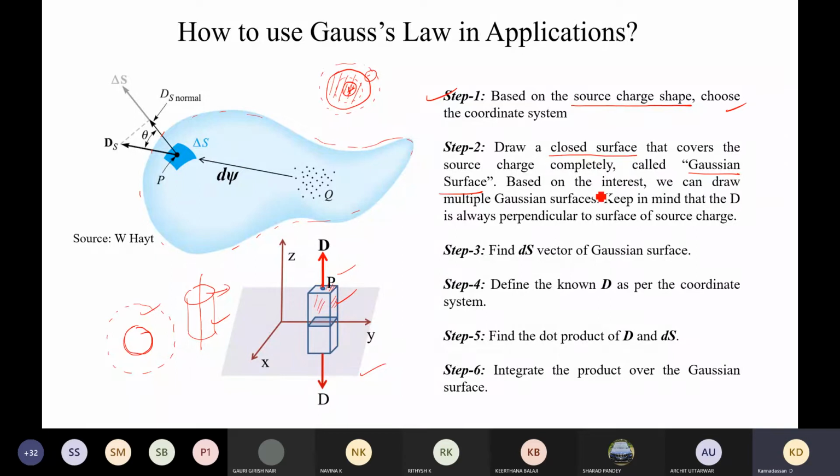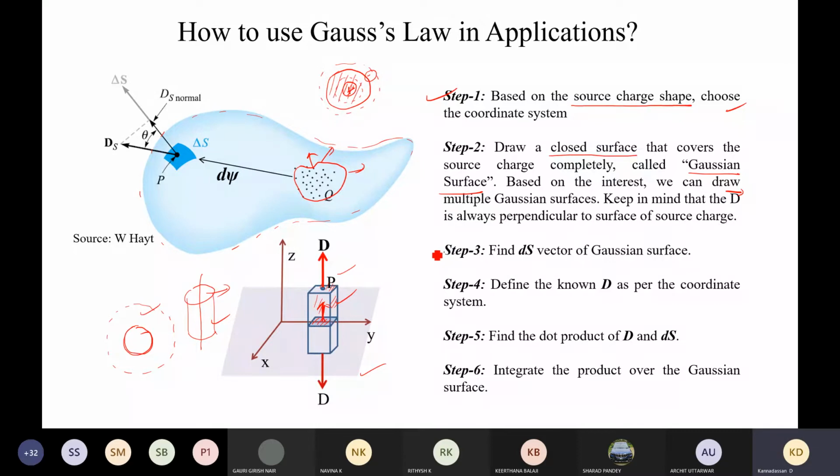So it is up to us, and we have to keep in mind that this D vector is always perpendicular to the surface. So this is an infinite charge. With respect to a small surface which we consider, the flux lines are always going to be perpendicular. So if we have some random shape, here it will be like this, here it will be like that, here it will be like that. It is always going to be perpendicular. So keeping these two things in mind, we have to draw the Gaussian surface.